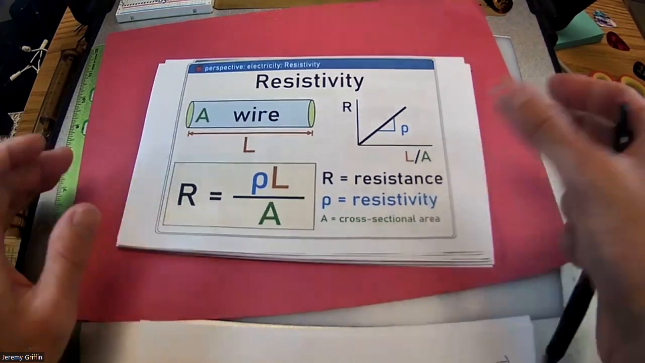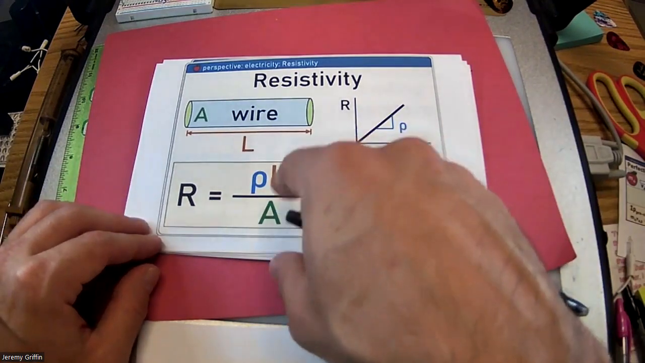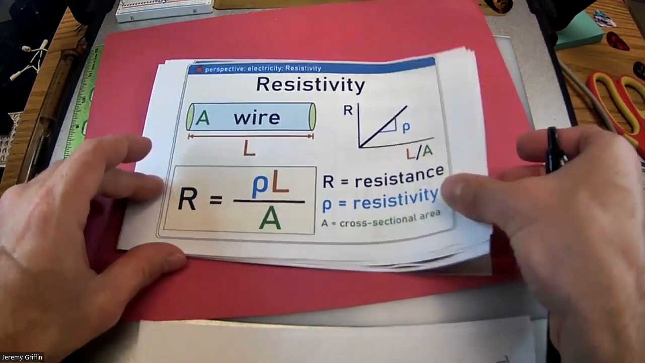How much resistance is in a wire? Well, how long is the wire? What's the cross-sectional area? What material is it made of?